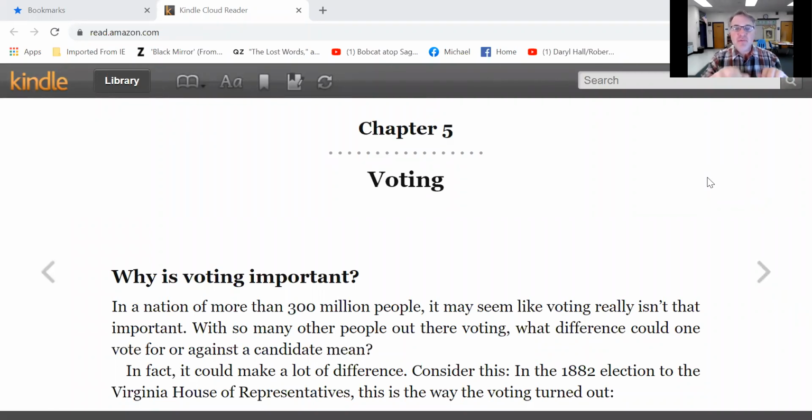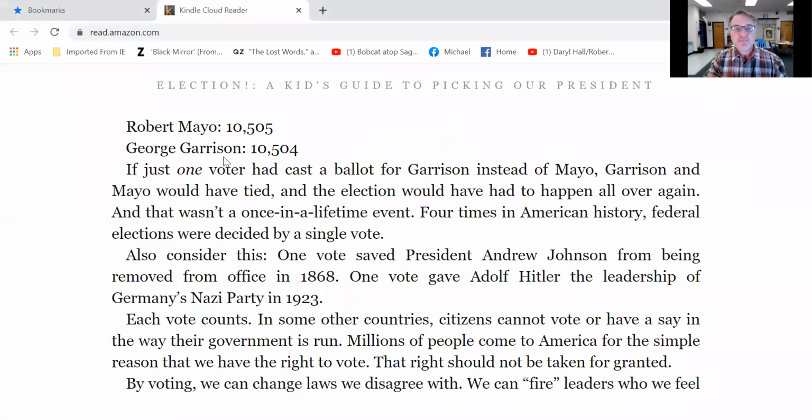In a nation of more than 300 million people, it may seem like voting really isn't that important. With so many other people out there voting, what difference could one vote for or against a candidate mean? In fact, it could make a lot of difference. Consider this. In the 1882 election to the Virginia House of Representatives, this is the way the voting turned out.